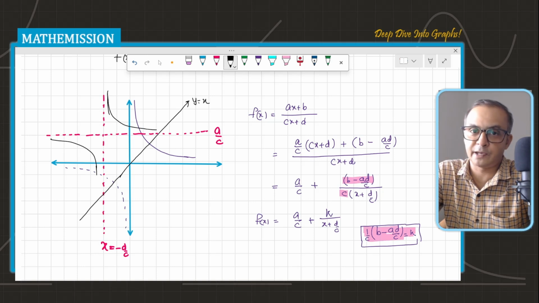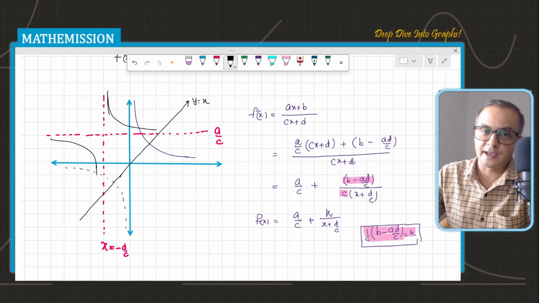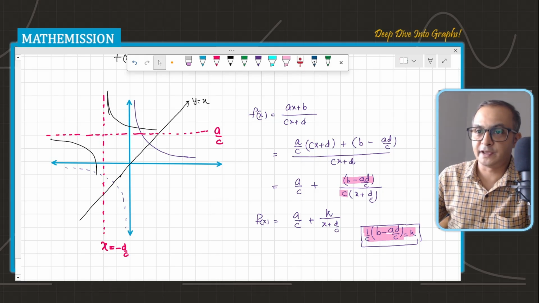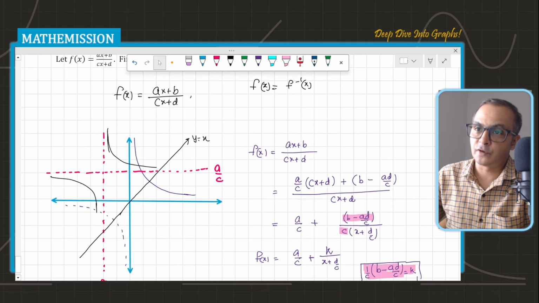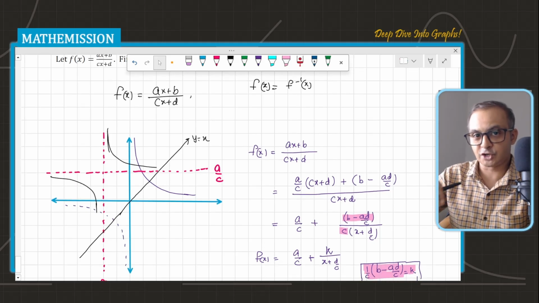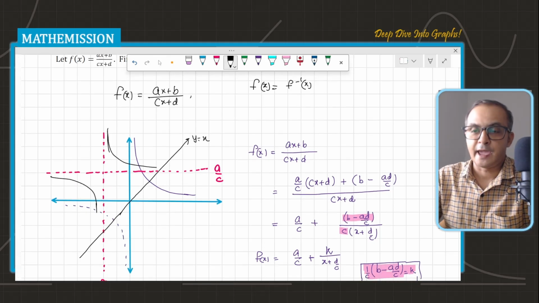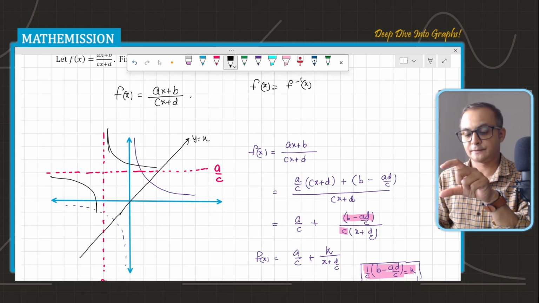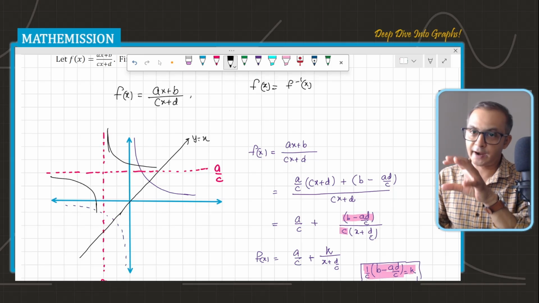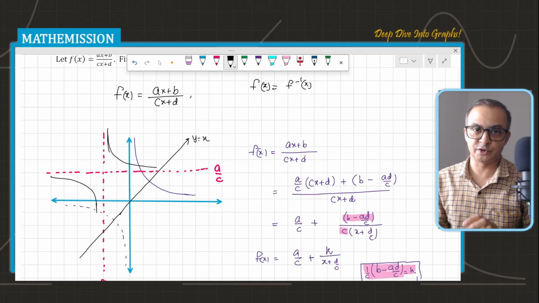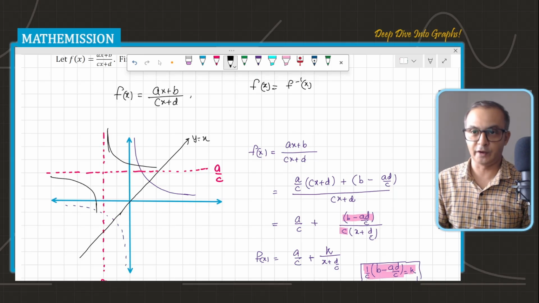Why am I intending to preserve the symmetry? Because in the entire transformation process, whatever you do for the function must exhibit the given property of f(f(x)) equals x. It means the inverse of this function is itself. So it should always be symmetrical about the y equals x line, whatever transformation you employ over it.